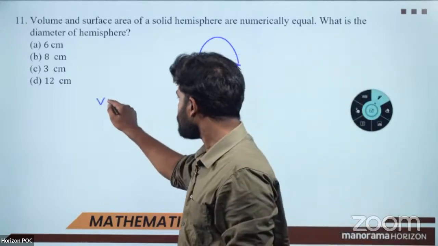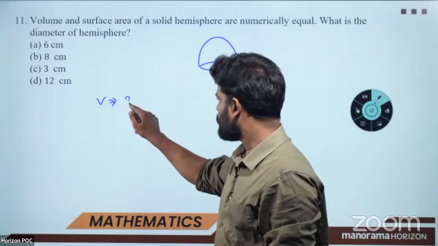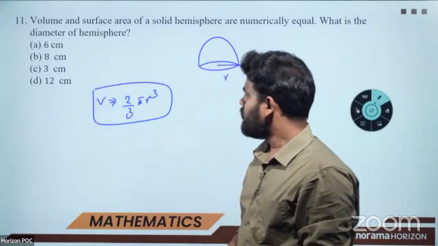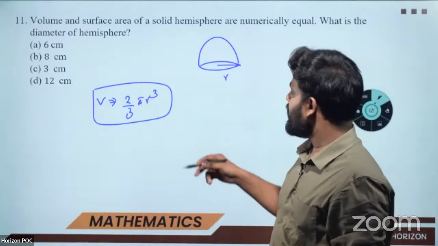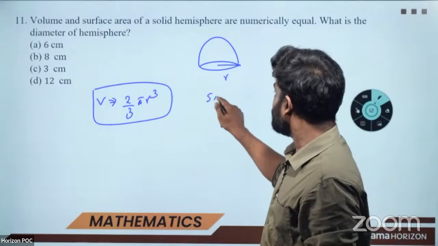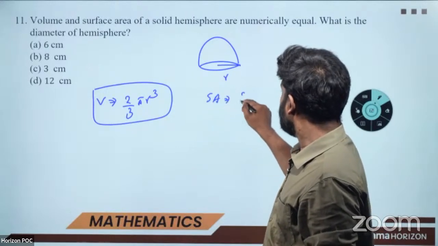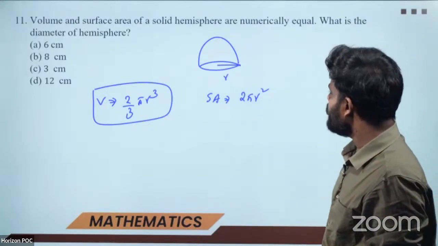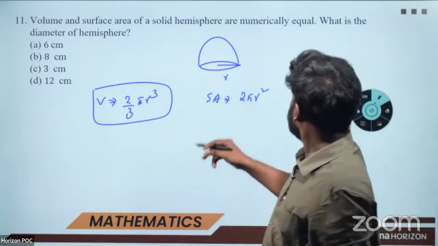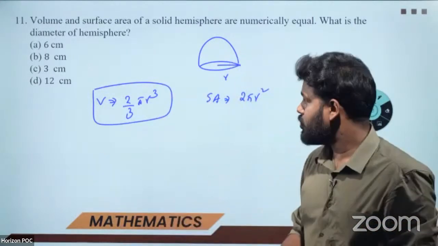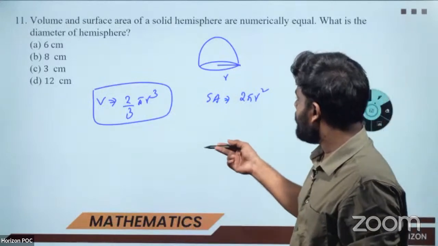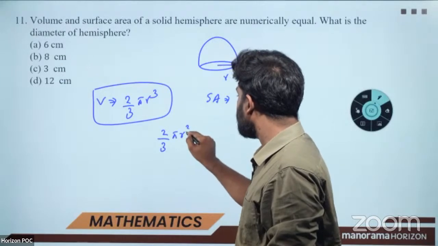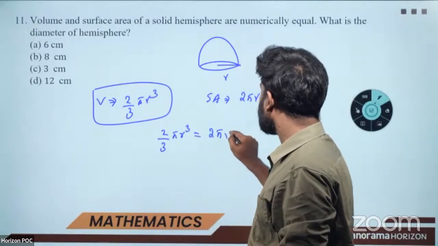So what is the volume of a hemisphere? The half of sphere, that is 2 by 3 pi r cube. The volume of the hemisphere. And the surface area of a solid hemisphere will be 2 pi r square, right? Yeah, so that will be 2 pi r square. Now they're asking us to find out the diameter of the hemisphere. Since they're numerically equal, I can take 2 by 3 pi r raised to 3 will be equal to 2 pi r square, right?